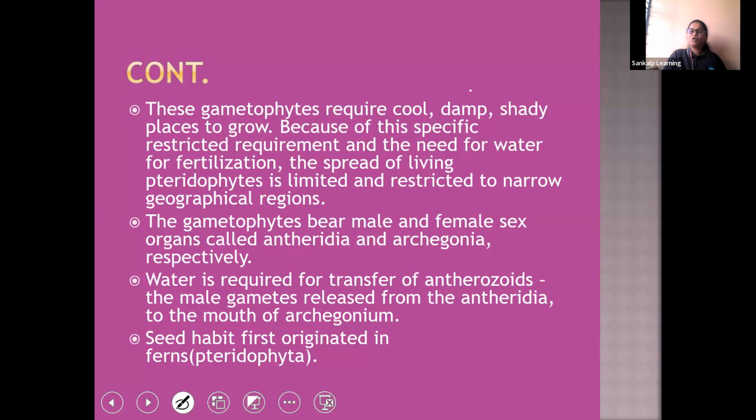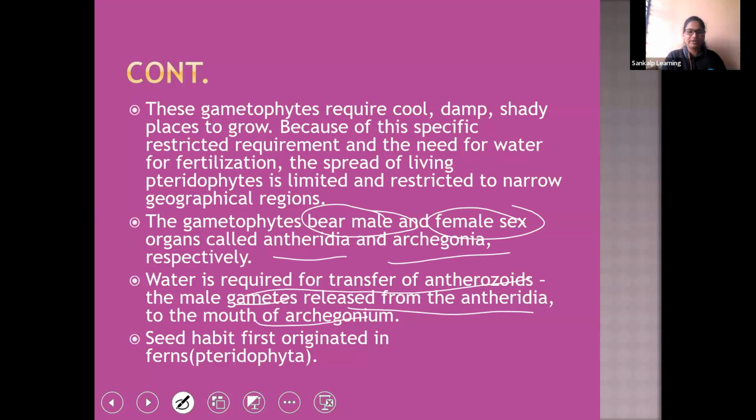You cannot see pteridophytes everywhere. Then the gametophytes will have male and female sex organs. The male part is called antheridia, and the female part is called archegonia. Water is required for transfer of antherozoids, the male gametes released from the antheridia to the mouth of the archegonium. Seed habit first originated in ferns. In pteridophytes, in ferns, the seed habit, that is seed-like structures, first originated.